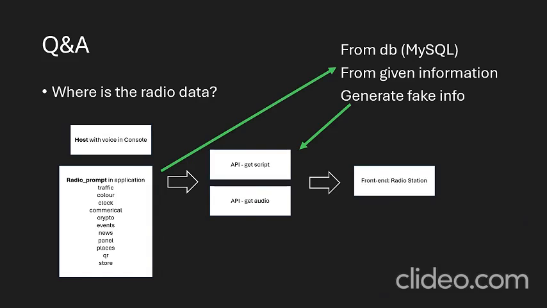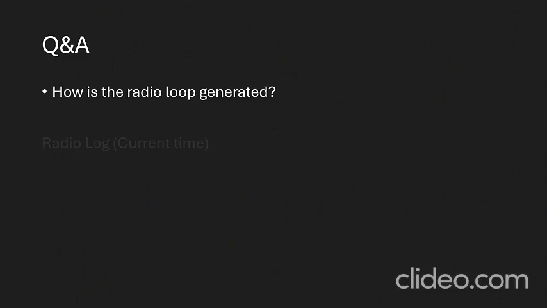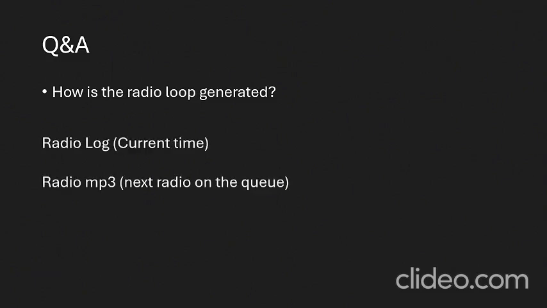And these scripts are then converted into speech via text-to-speech technology, producing the final radio output. So, how is the radio loop generated? When you call the API, it generates a radio log and a nested MP3 file based on the current time. While the radio plays, the system updates the data every 60 seconds to prepare the next radio. The front end keeps using the same API link, but the data behind it keeps refreshing.